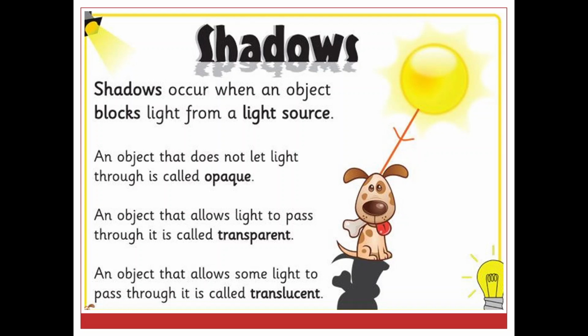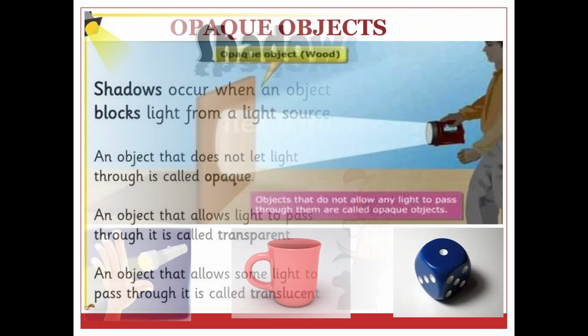An object that does not let light pass through it is called an opaque object. An object that allows light to pass through it is called a transparent object. An object that allows some light to pass through it is called a translucent object. So there are three types of objects: opaque, transparent and translucent.